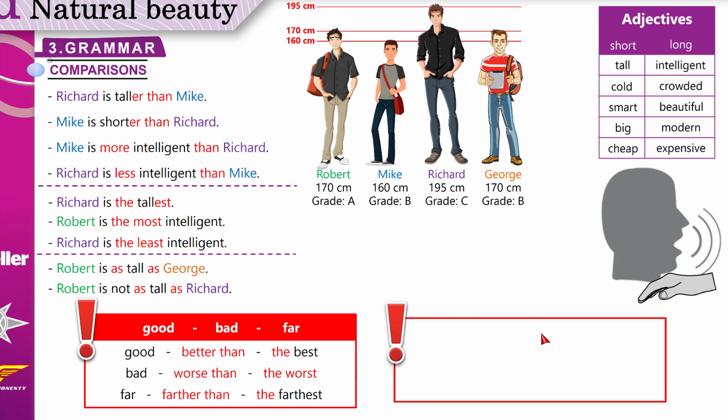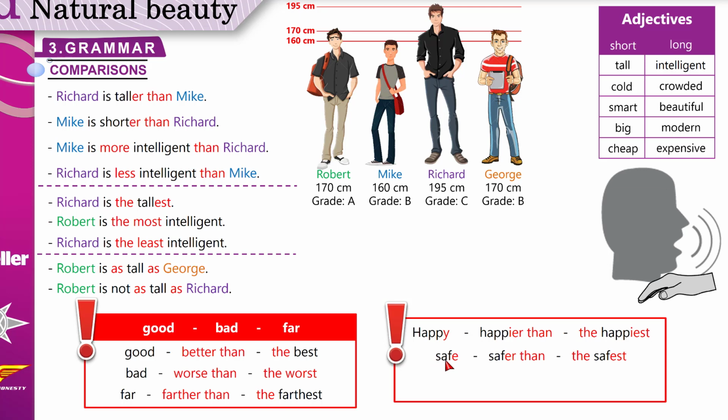Spelling exceptions. All adjectives ending in Y, we change Y into I, and then we add ER or EST. If we are using superlative, EST. Happy, happier than, the happiest. All adjectives ending in Y, even if they are long. Long or short, it doesn't matter. We always change Y into I.